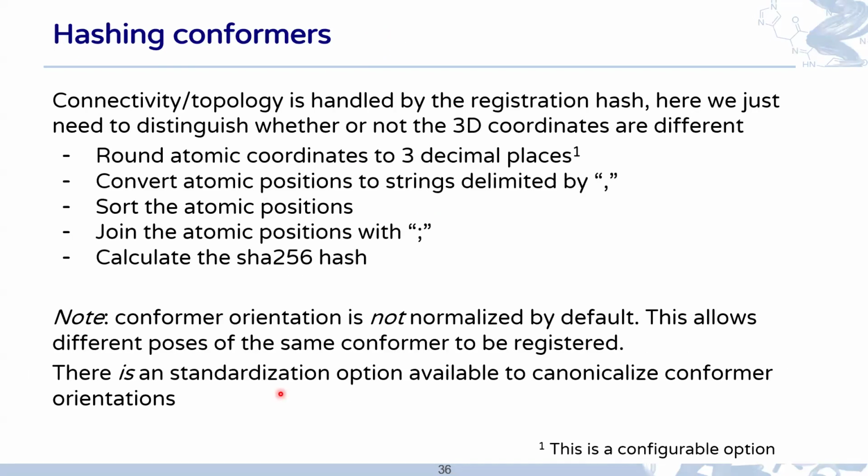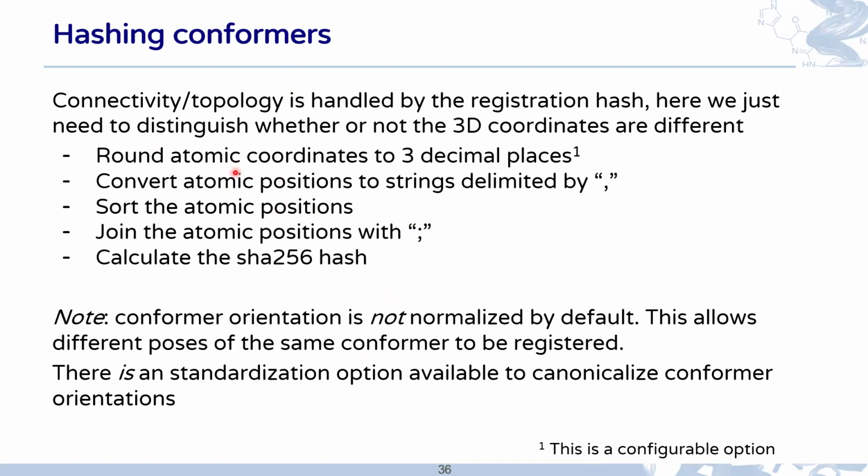Okay, the last bit is conformers. I mentioned that the way we're going to handle conformers is by hashing the atom positions. We do that really stupidly simple. We don't need to worry about the connectivity or the topology, because that's handled by the registration hash. All we need to worry about is where the atoms are, which makes the whole thing much, much simpler.